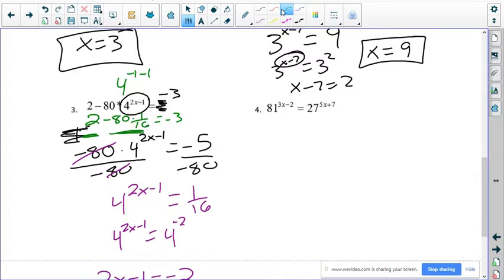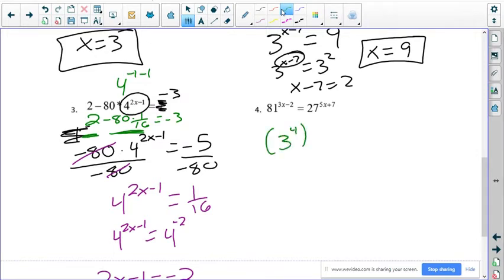Now, in number 4, I look at it and I'm seeing that we have these bases of 81 and 27. And 27 squared is a number way bigger than 81, a number that I don't know off the top of my head. But we notice there's some similarities between 27 and 81. Both of them are powers of 3. So what we're going to do is get the bases of these to be the same. So 81 is the same thing as 3 to the 4th.